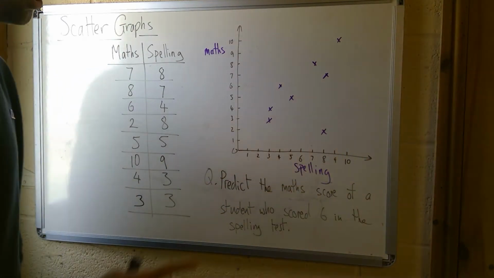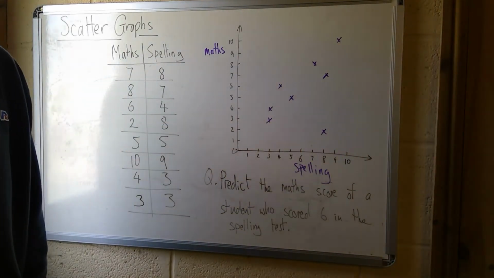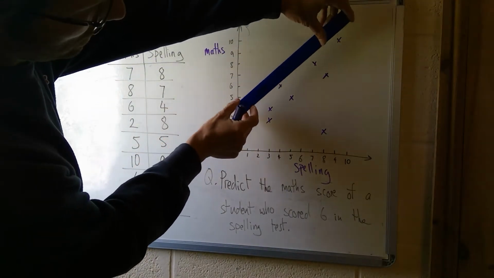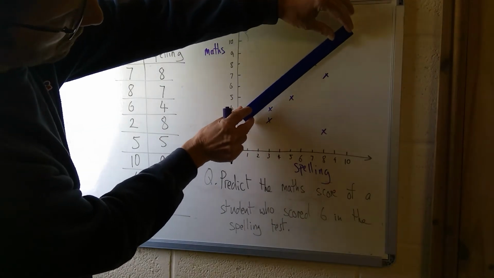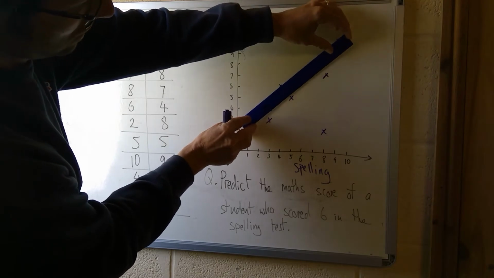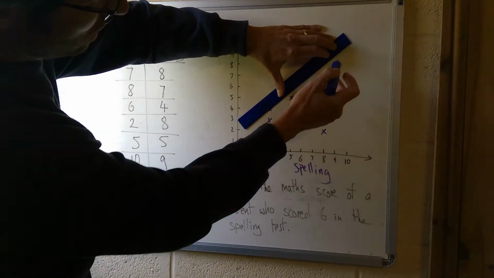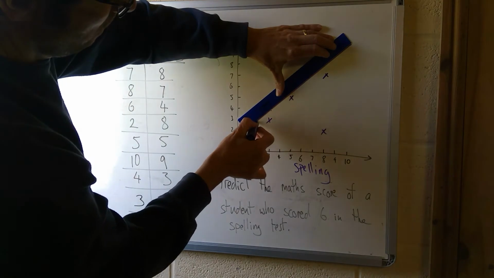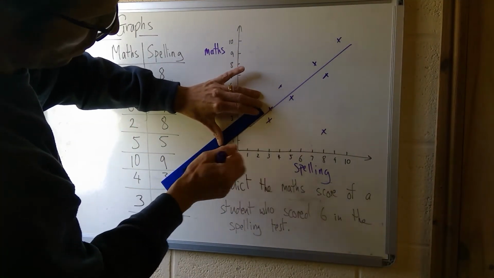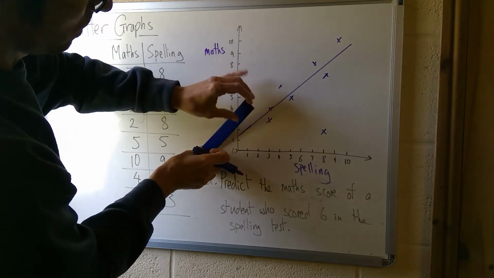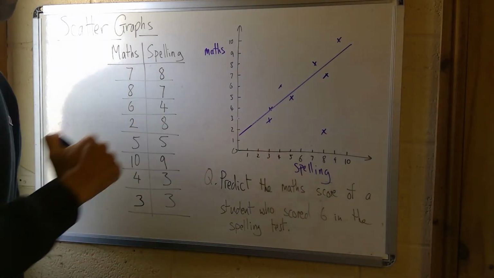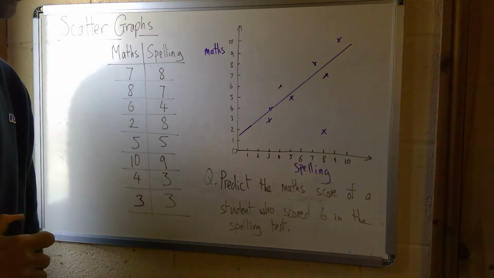So this person has got high scores in both, this person quite low scores in both, this person doesn't quite fit. When we've got correlation, we can draw a line of best fit. So we take our ruler and we make sure it follows the pattern as best we can. We try and get approximately the same number of points on either side, and then we draw a straight line all the way through. We don't stop and start at the last point, we draw it as far as we can.